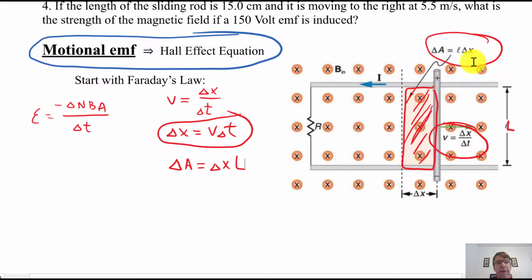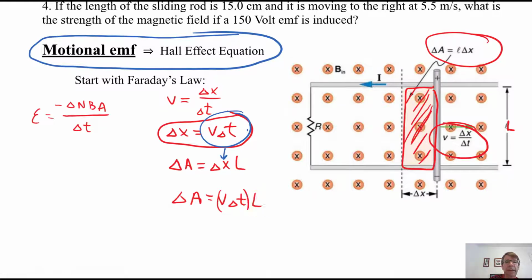Okay, so what's going to happen here is I'm going to take this, I'll do blue, and plug it in for delta x. So what you end up with is the change in area here. The change in area is going to be V delta t times L.